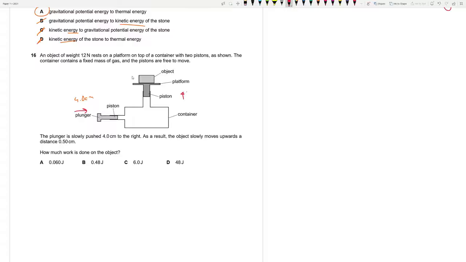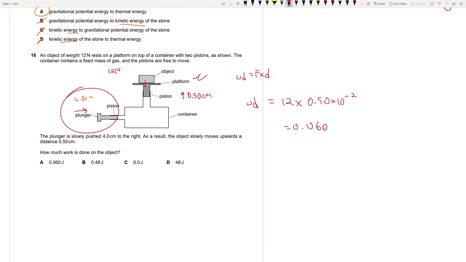So listen, work done is force into distance moved. Now, the force that we had to work against was 12 newtons. We moved it a distance of 0.5 centimeters. So, logically, it has nothing to do with this. We will only be looking here. So, work done is equal to the force that we worked against, and we moved it a distance of 0.5 into 10 power minus 2 meters. 12 into 0.5 into 10 power minus 2 gives us a value of 0.060 joules. 16 should be A, logically.